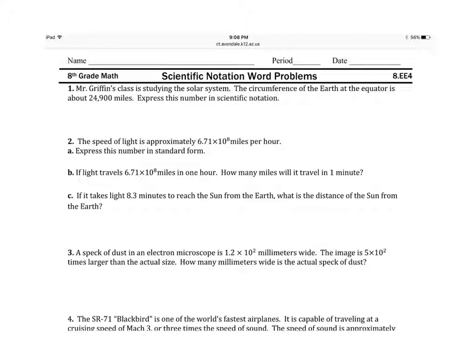Here on number 1, it says, Mr. Griffin's class is studying the solar system. The circumference of Earth at the equator is about 24.9. Express the number in scientific notation. That one's easy, because it's right there. 2.49 times 10 to the 1, 2, 3, 4. Done.